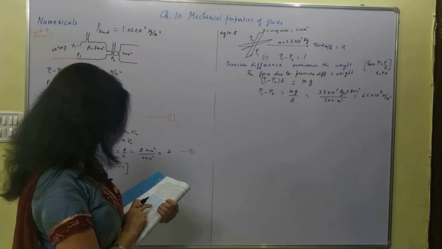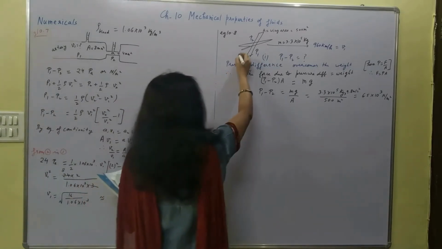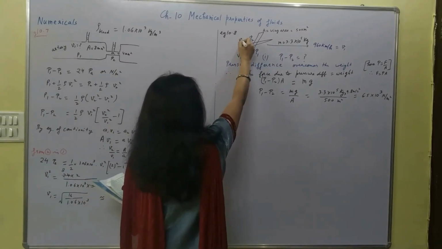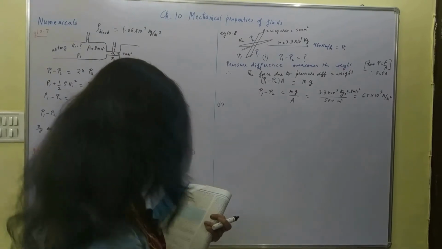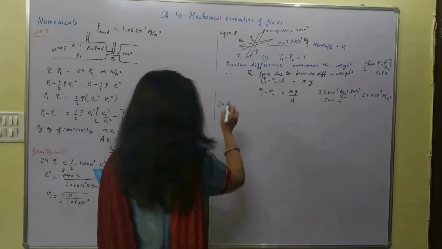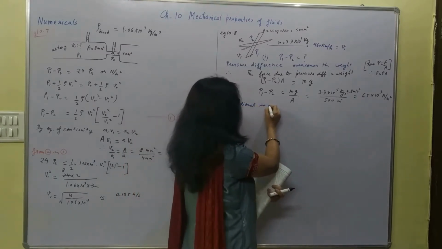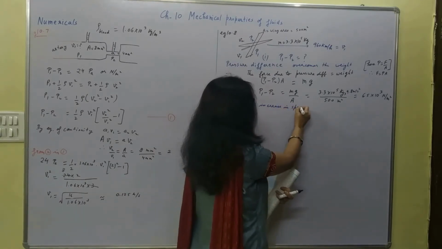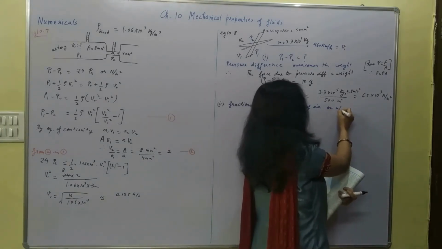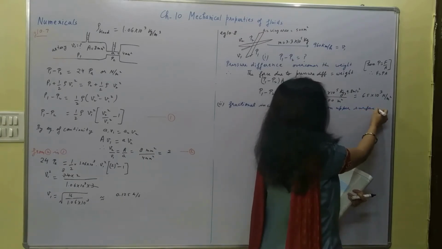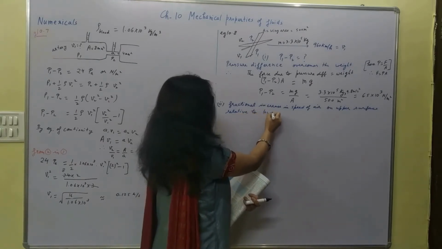Next part says, estimate the fractional increase in the speed of the air on the upper surface of the wing relative to the lower surface, right? So if we consider that the speed at the lower surface is V1 and the upper surface is V2, the second part is asking for the fractional increase in speed of air on the upper surface relative to the lower surface, right?